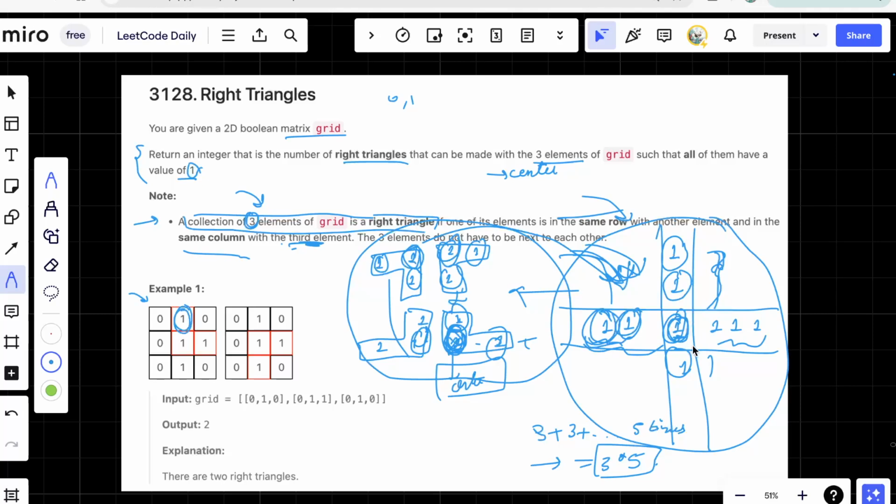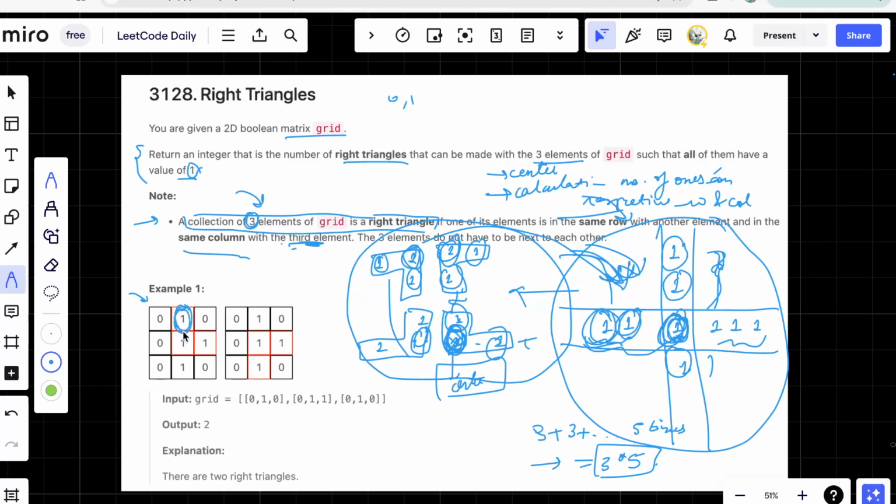And how are we calculating the number of right triangles for this possibility? We're calculating the number of right triangles by getting the number of ones in the column and in the row, okay? Excluding this particular one. So I'm calculating the number of ones in the respective row and column. Very sorry for the bad handwriting, but okay. So center and calculating number of ones in respective row and column. So this is what we are doing here. All right.